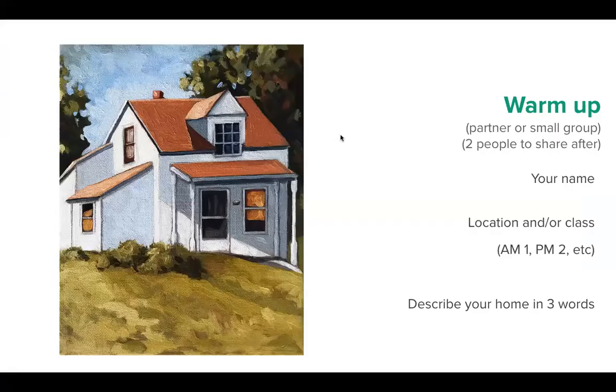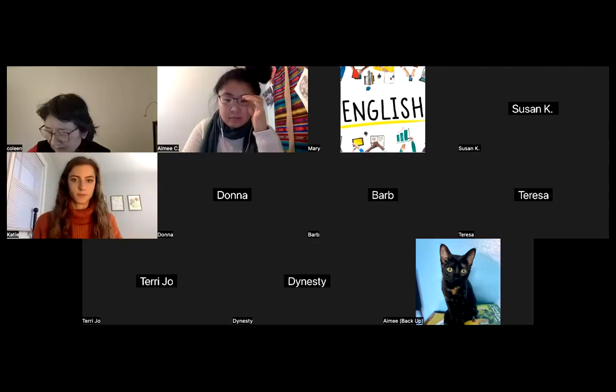So for a warm up, I'm going to put you in small groups. While I get the breakout room set up, I want you to share your name and what class you're volunteering in. Then I want you to describe your home in 3 words. It can be a house, or it could be 3 adjectives. However you want to take it.